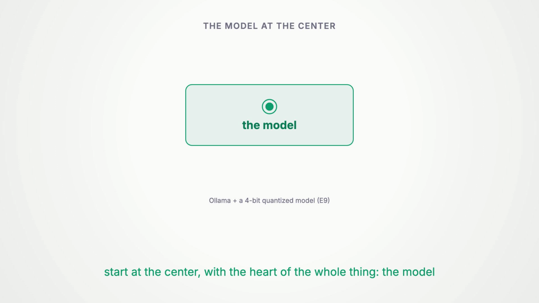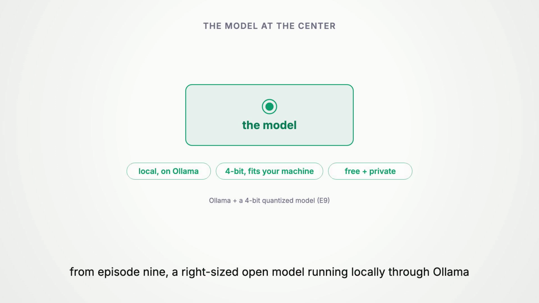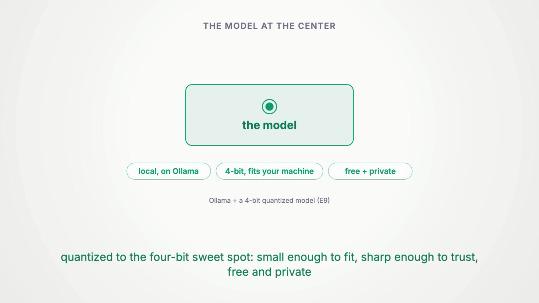Start at the center with the heart of the whole thing, the model. From Episode 9, this is a right-sized open model, running locally through Ollama, quantized down to a size your computer can actually hold, the 4-bit sweet spot, small enough to fit, sharp enough to trust. It is free, it is private, and it never leaves your machine.